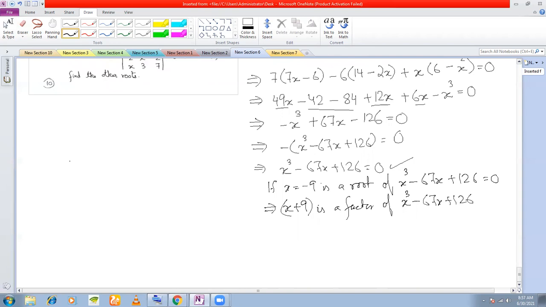How do we find out the other factors? Divide. So we divide x cube minus 67x plus 126 by x plus 9, right? So if you divide, first of all, you're going to get an x square here, so that you're going to get x cube plus 9x square, right? Subtract. This cancels. So you get here minus 67 and minus 9.